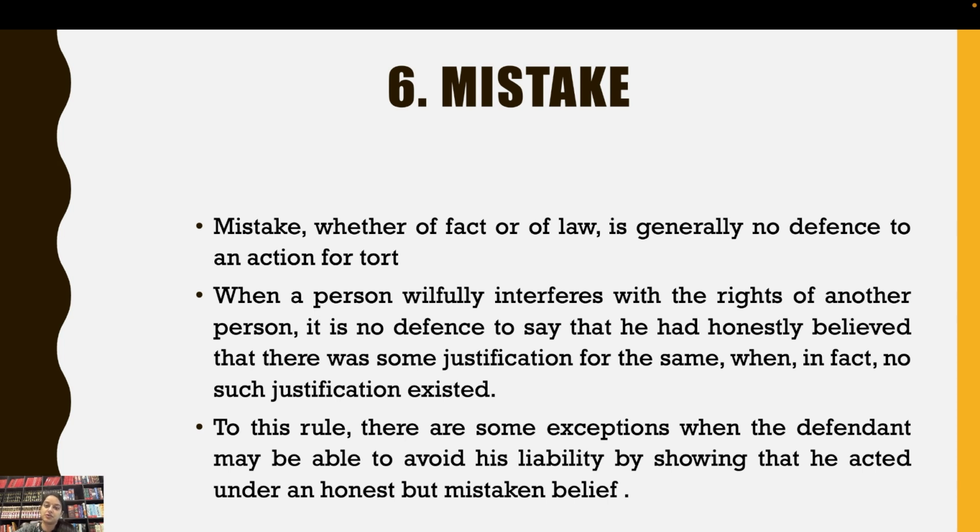Now, I'll give you an example of this. For example, there are two similar dogs and they are playing together, and the owner of one dog latches the other and brings him home, believing him to be his dog under an honest mistaken belief. Then you will not be liable for a tort. We'll understand what category of tort this comes under, but you will not be liable for this. So it has to be an honest mistaken belief, but mistake is very rarely considered to be a defense.